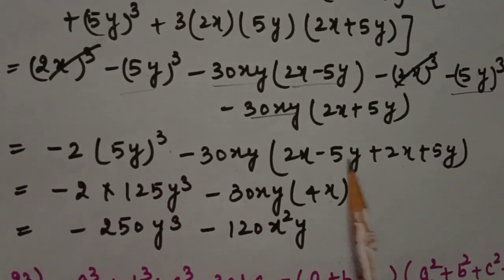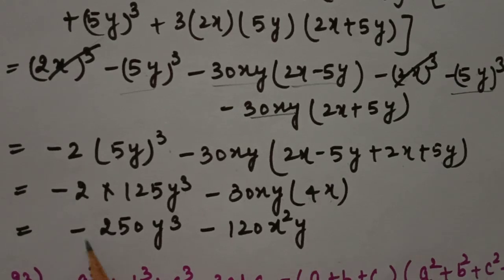After taking common, and now we will solve these two brackets, then it becomes minus 250y cube minus 120x square y. So this is your answer for question number 22. Now question number 23.